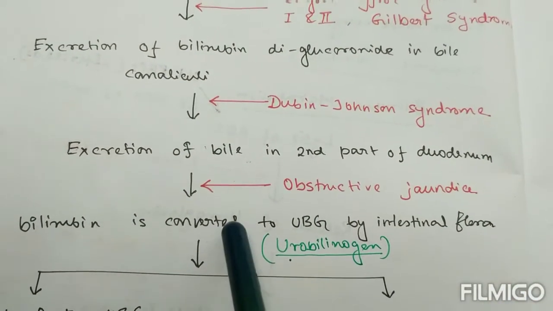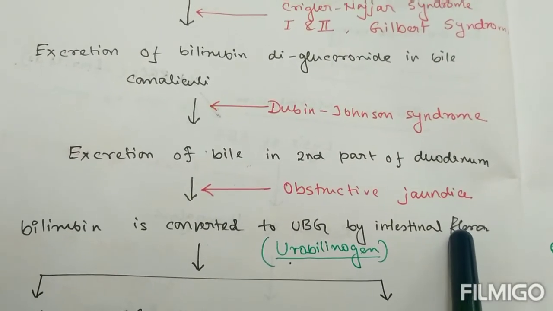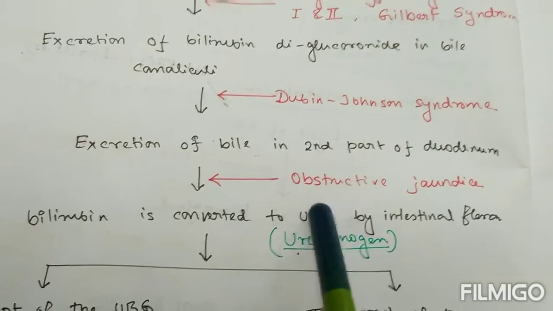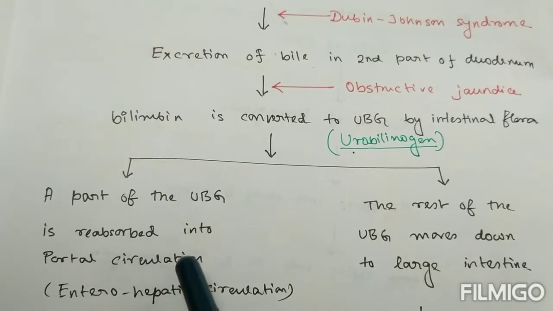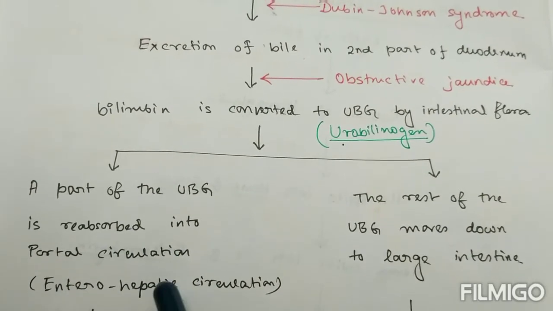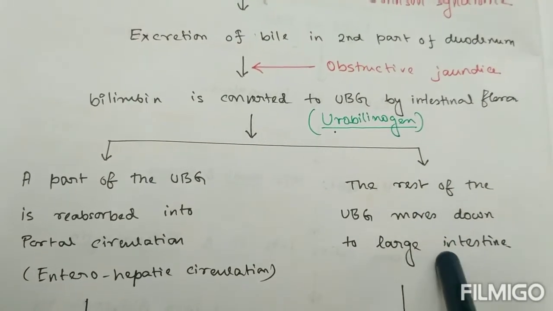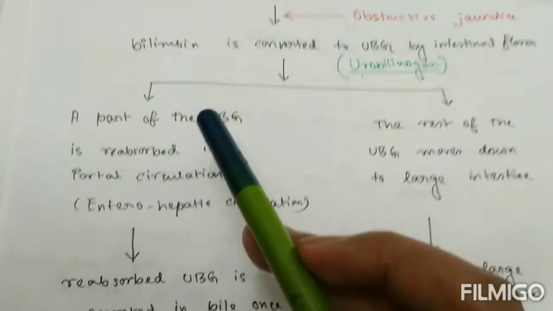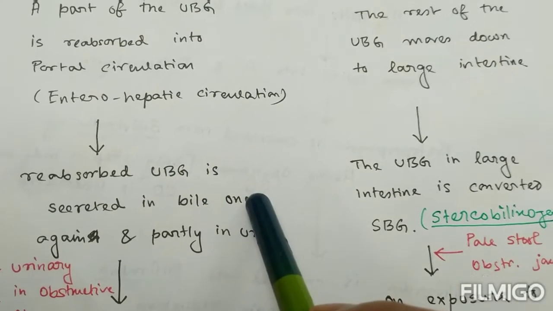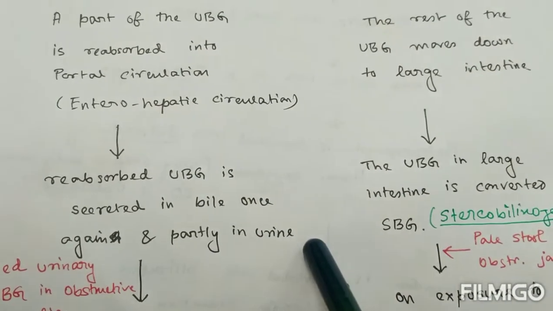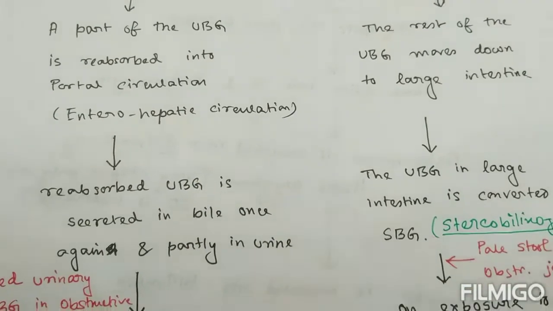Now bilirubin is converted to urobilinogen by the intestinal flora present in the intestine. This urobilinogen has 2 fates. A part of the urobilinogen is reabsorbed into the portal circulation, that is called enterohepatic circulation, and the rest of the urobilinogen moves down to the large intestine. The part that is reabsorbed is resecreted in bile once again and partly in the urine, because this conjugated bilirubin can easily pass through the glomerular filter.